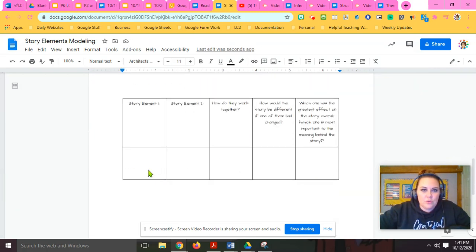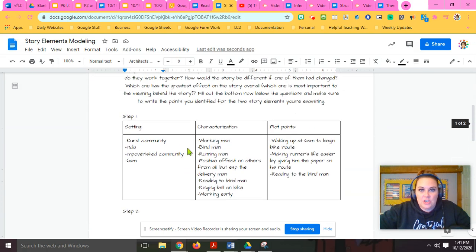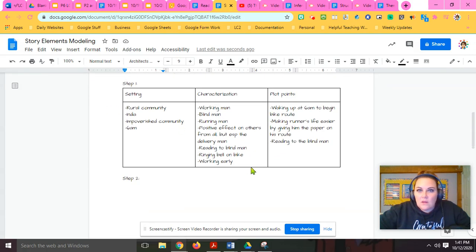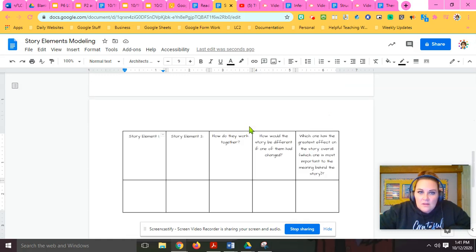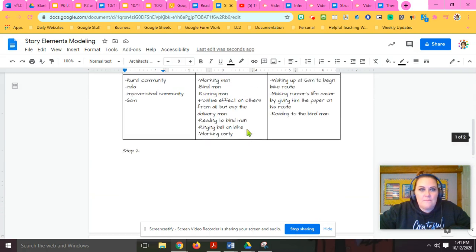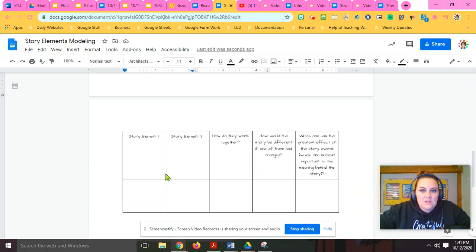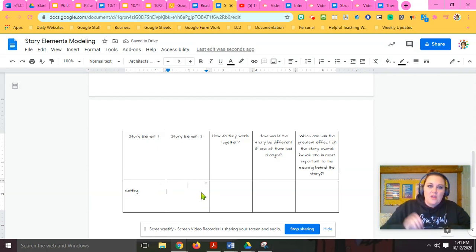So step 2, story elements. I'm going to pick 2. I always go with setting as one of them, because I always feel like setting is the easiest to say if it changed, how would the story change? And then the next one I'm going to do is characterization. Okay, how do they work together?